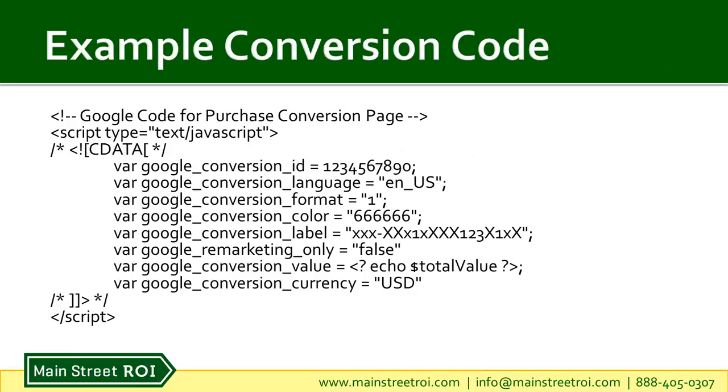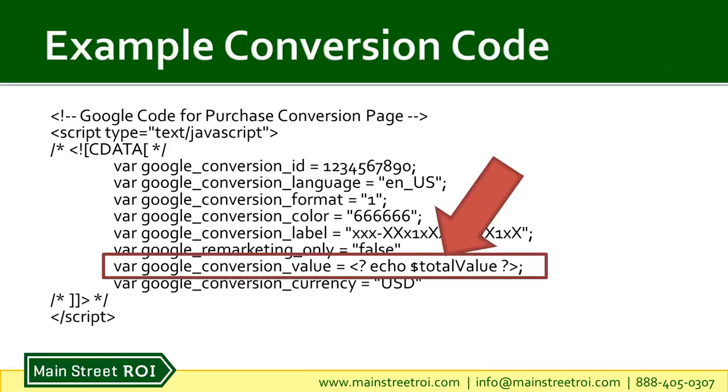You go into Google AdWords, go to the conversion tracking, get this code, and then here is where you can edit that code. It's the Google conversion value, and in this case, I'm just showing you an example of PHP code. That's what that echo total value is. That's likely not the code that you would want to put on your site. That's just an example to show your developer. That's where you would put the actual order value into the JavaScript code or the conversion.